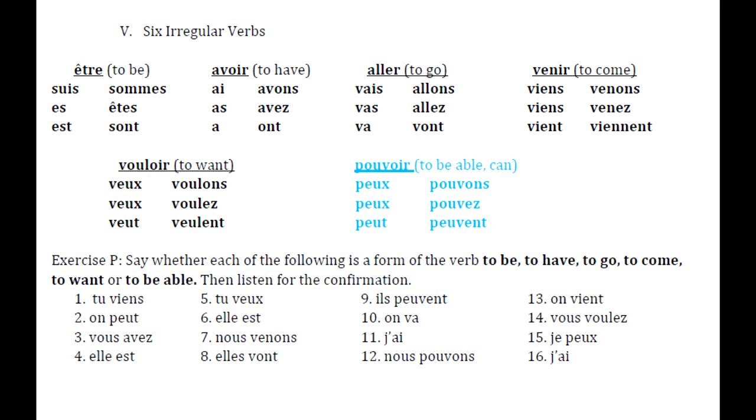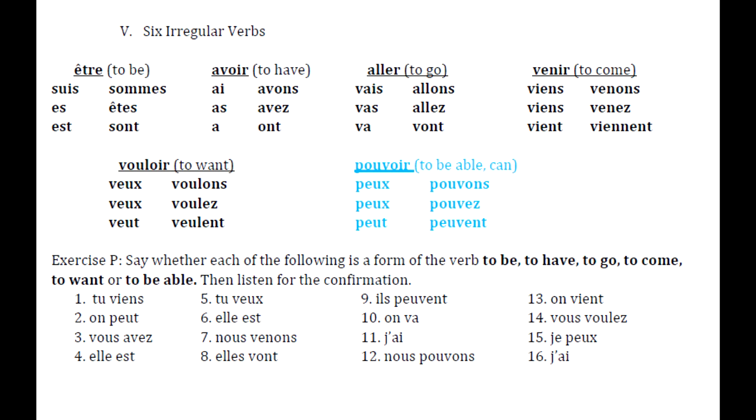Exercise P. Say whether each of the following is a form of the verb to be, to have, to go, to come, to want, or to be able. Then listen for the confirmation. Number 1, tu viens. To come. Number 2, on peut. To be able. 3, vous avez. To have. 4, elle est. To be. 5, tu veux. To want.